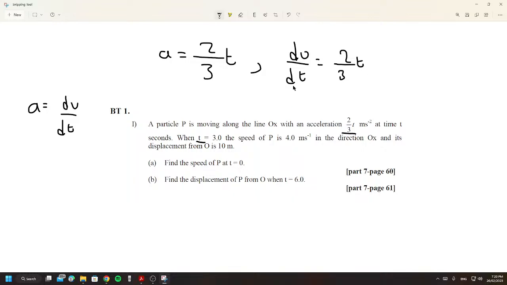Now, we want to rearrange it so that dt is with t and dv is with v. But here there's no v, so we're just going to leave dv on its own side, and dt, we're going to move it over here. So our equation is going to look something like this: dv equals 2 over 3 t dt. And now we can do the integral.